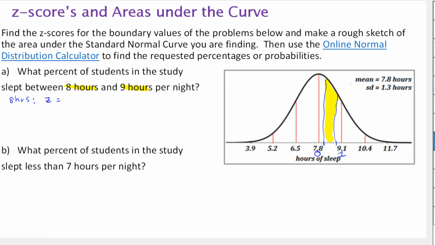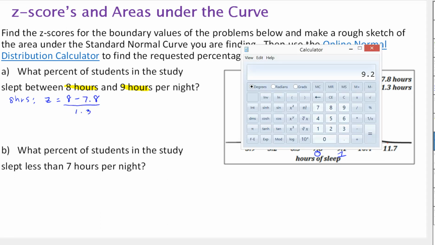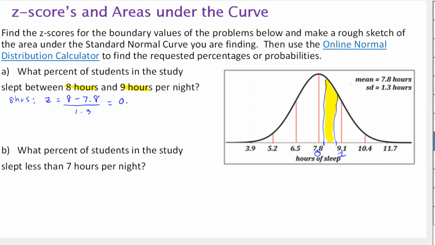Z equals, well, we take our data value, we subtract the mean of 7.8, and we divide by the standard deviation. So this is 0.2 above the mean, and how many standard deviations is that? We'll just put the whole thing in. So 8 minus 7.8, that's 0.2, and divide by the standard deviation to find how many standard deviations it is. We are always going to round these to 2 decimal places, so this would be 0.15. So this is approximately 0.15 standard deviations above the mean.